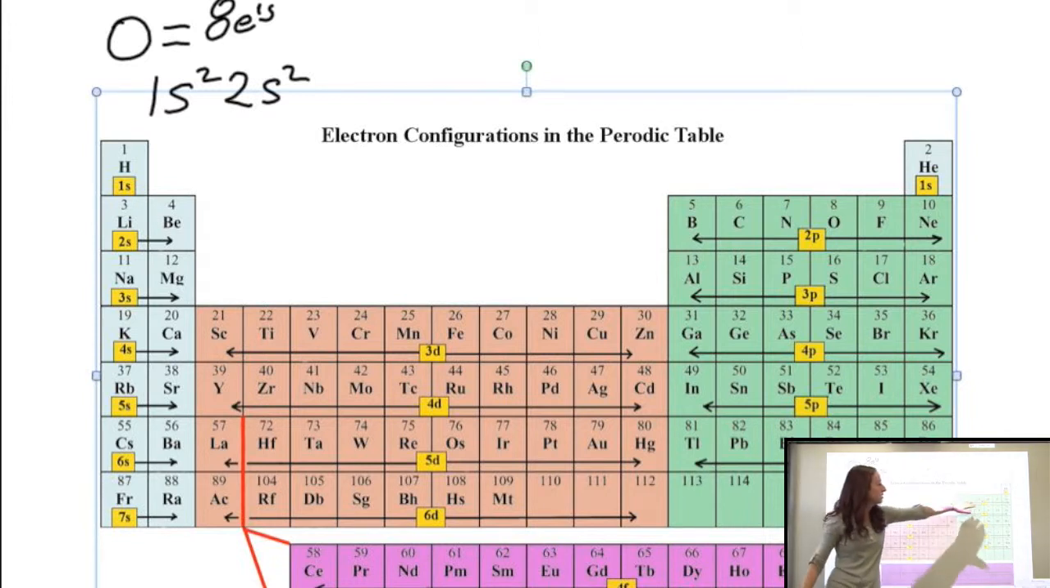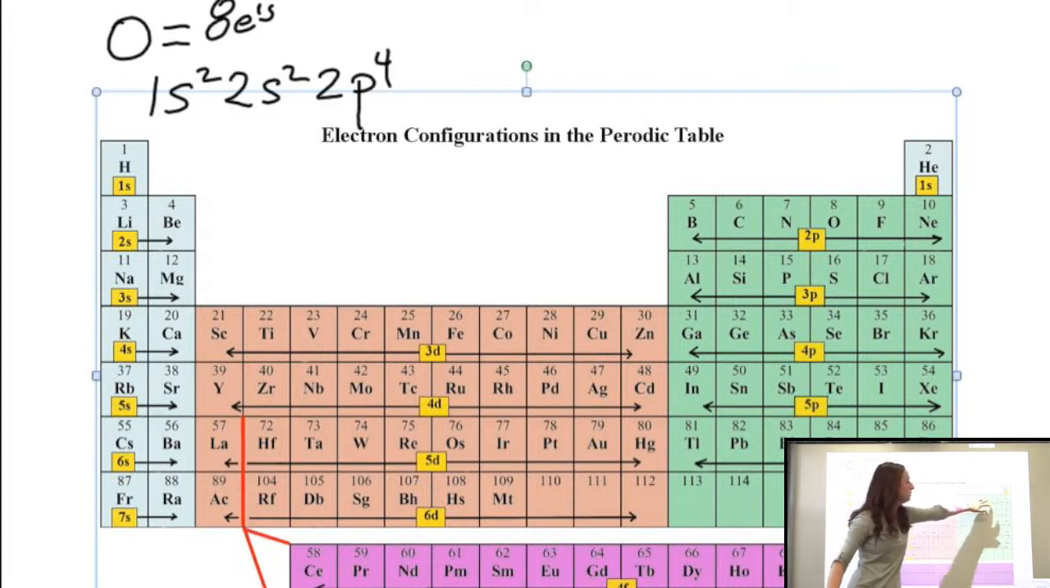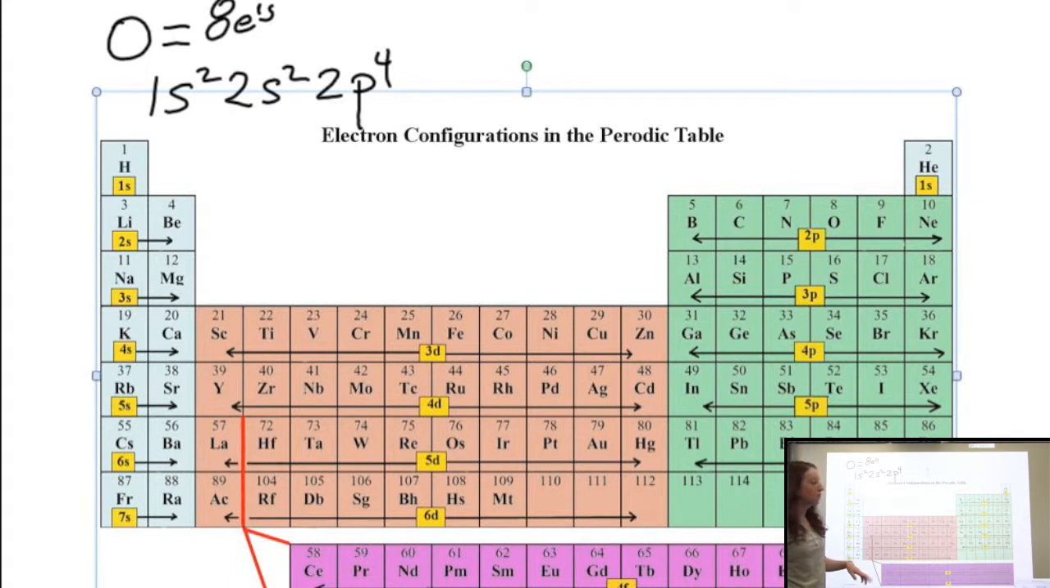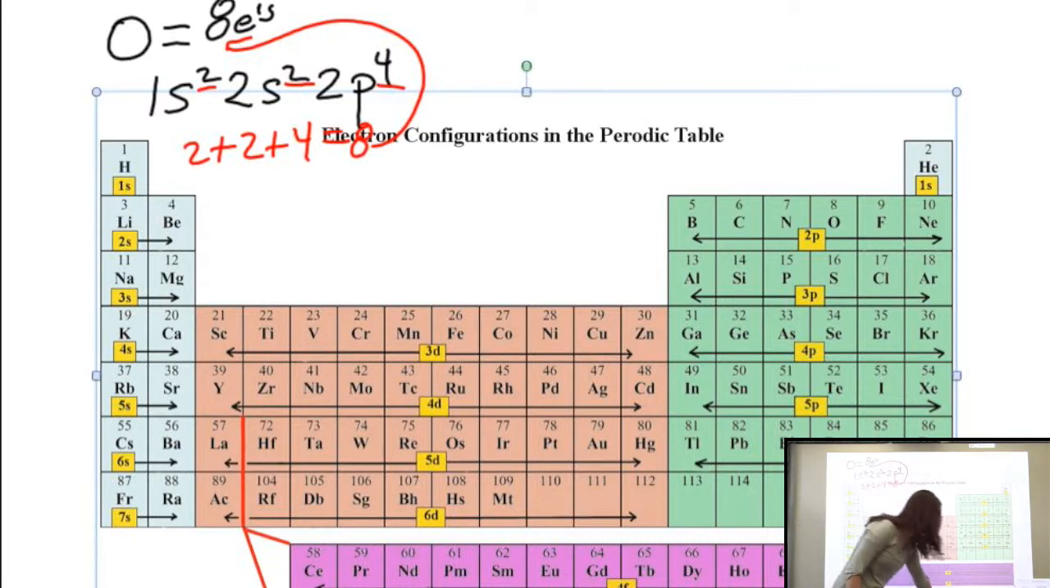And then we move over to the p block and we do 2p4. So 1, 2, 3, 4 to get to oxygen. And then as a quick check, we just tally the total number that you get from all of your superscripts. So we should get 2 plus 2 plus 4 equals 8, which goes back to the number of electrons that we originally identified. So that's a quick check to just make sure that you've done your configuration properly. So that's basically just how you go through and do it.